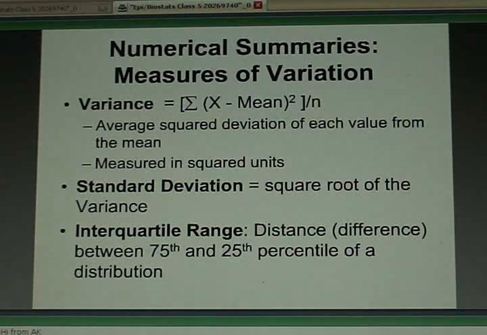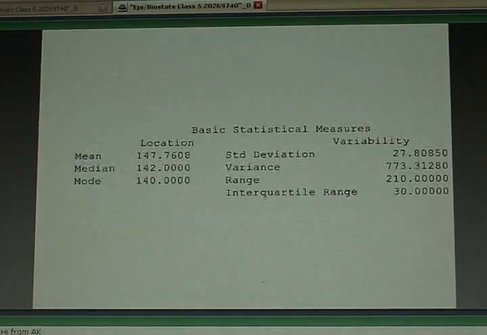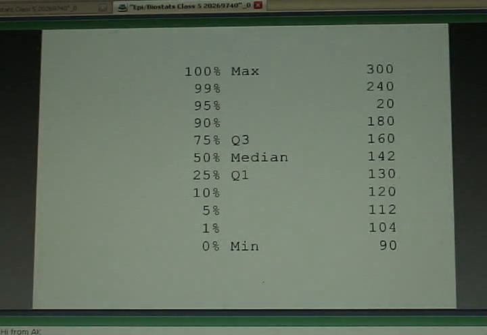And finally, the other way that sometimes people describe variation is they say, let's go back to the rankings. Okay. And then I said, when you line people up, the person in the middle of the line had a blood pressure of 142. The person who's the 75th percentile in that line has 25% of the people in front of him, 75% of the people behind him. His blood pressure was 160.